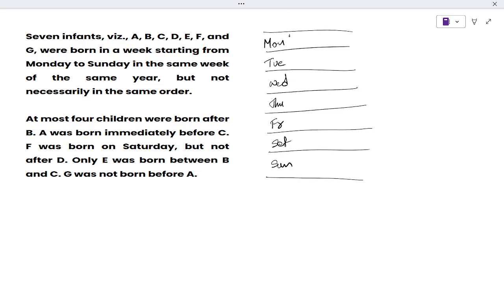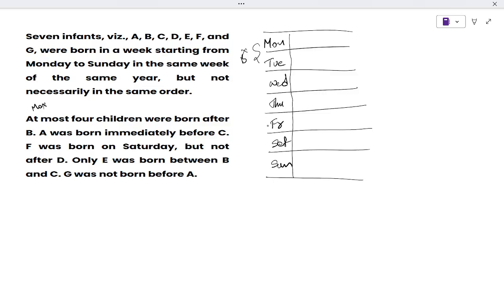Now what do we have here? At most 4 children were born after B. So after B, at most, maximum. At most means maximum. So we cannot place B here. This will be wrong, because if you place B here, that means we have 6 of them. So we can place B here, or if you place B here, we have exactly 4. If you place B here, you have exactly 3.